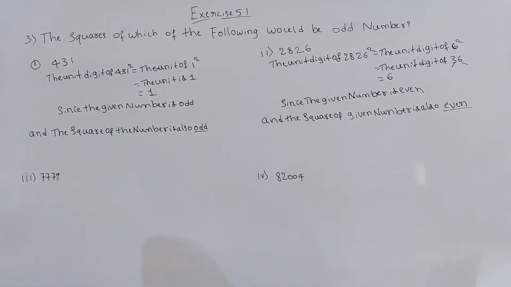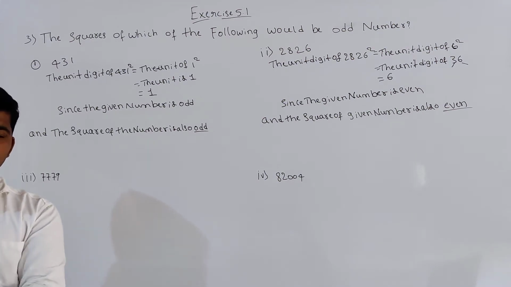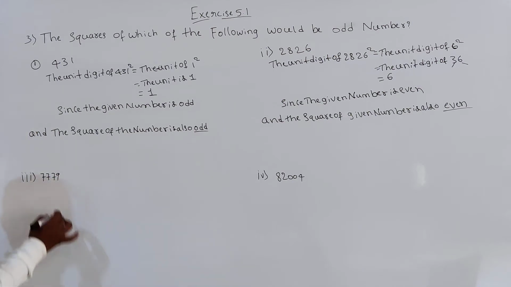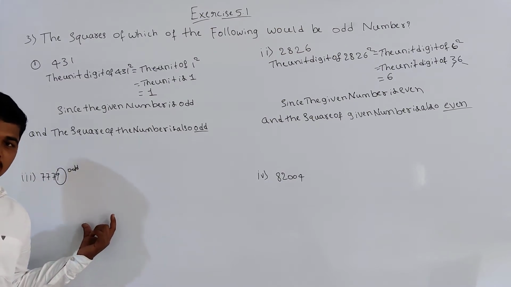Coming to the third problem, 7777. By seeing the unit place we can understand that it is an odd number. 3, 5, 7, 9, 11, 13 are the odd numbers. Which are the even numbers? 2, 4, 6, 8, 10, 12, 14, 16 are the even numbers. By seeing the unit place, we can understand that it is an odd number.